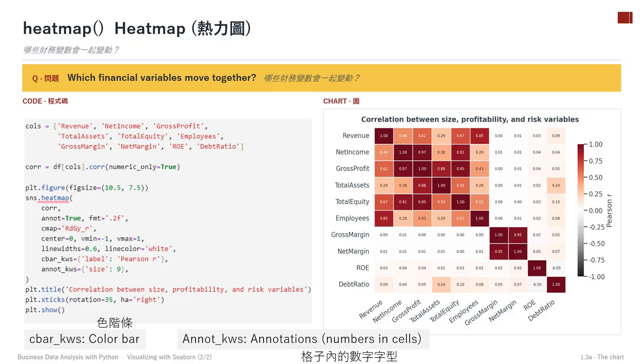So maybe that is just like our color bar. I'm just using the red color. Also, I want to convey that our correlation is using Pearson R, so I also put the label in here. And the annot_kws is just about the annotation. It's in here, the annotation.